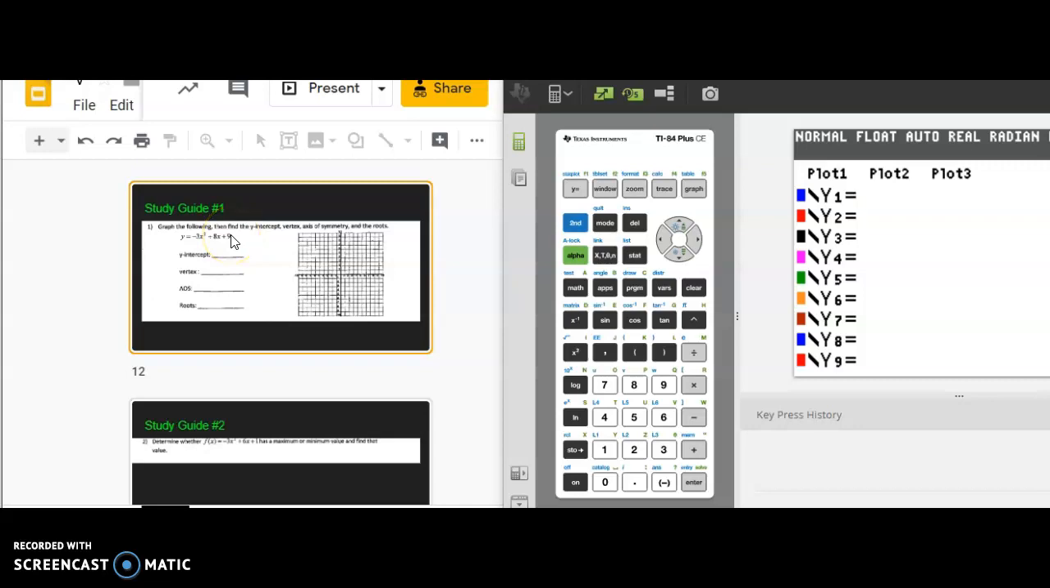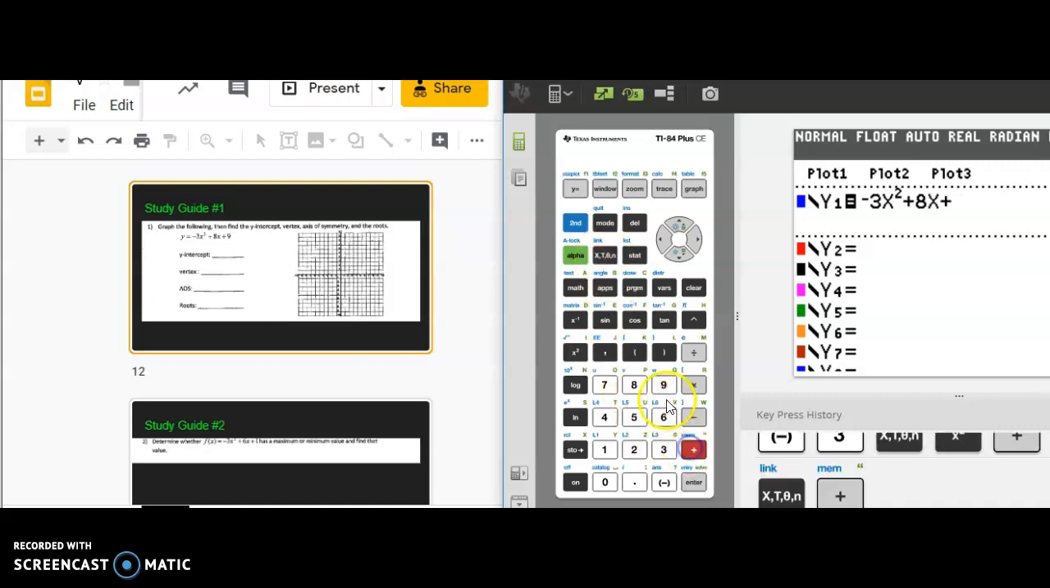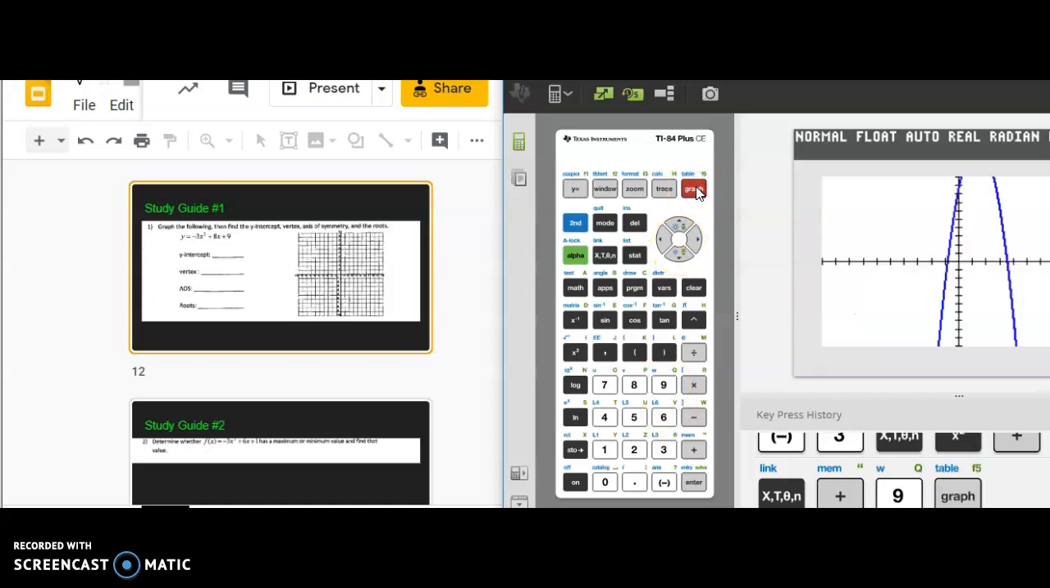The vertex is going to either be a high point or a low point, and so in order to find out what that would look like, we're going to graph it into our calculator. So the equation is negative 3x squared plus 8x plus 9.